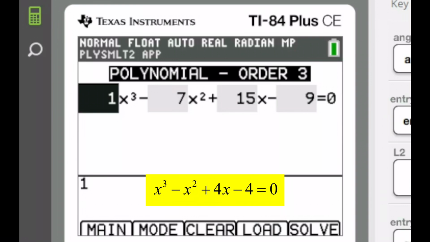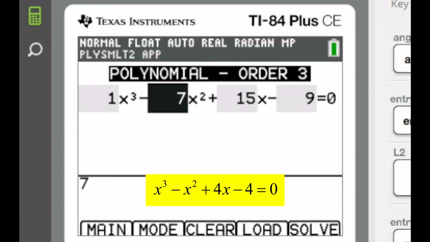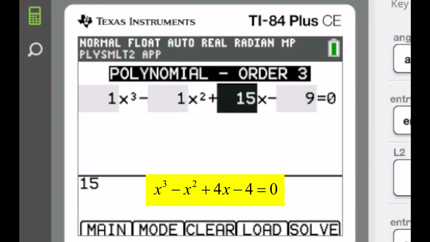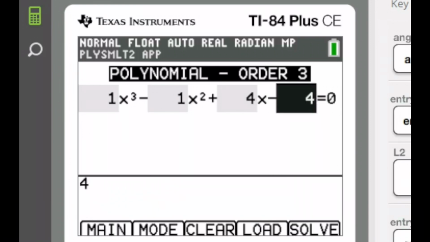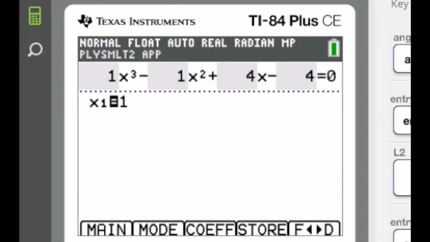So again, input all the coefficients. Positive 1, followed by minus 1, followed by plus 4, and then the last constant term is minus 4. And then press the graph button. From the summary, we can see that there's only one real solution. But from the concept of polynomials, the highest degree of a cubic equation is 3, which means there should be 3 roots for 3 different solutions, including real solutions as well as complex solutions.